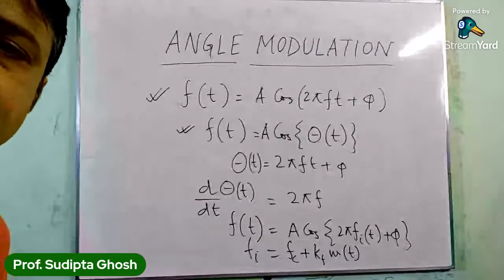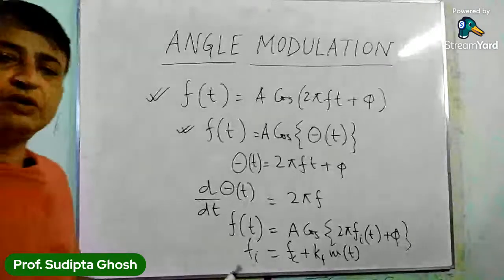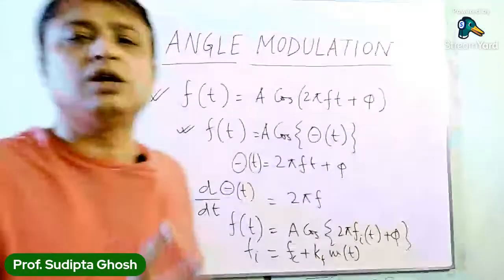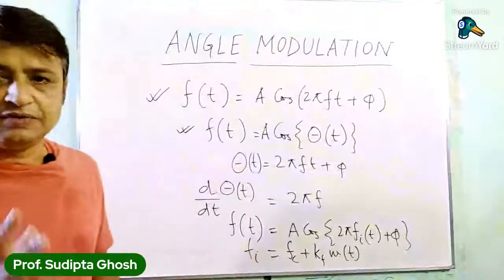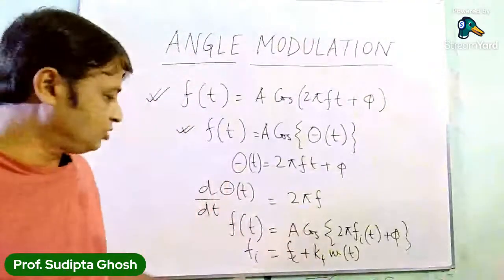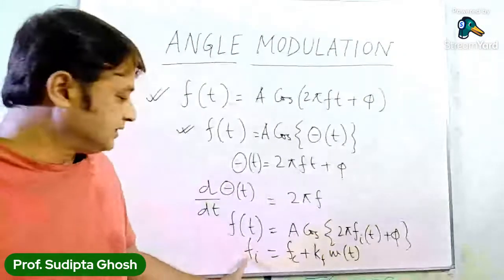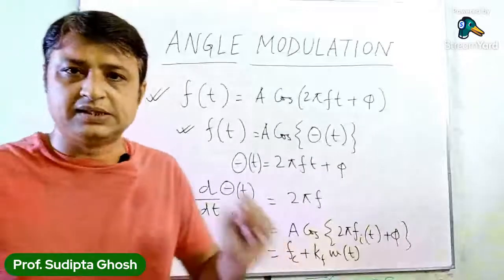Please repeat m(t). m(t) is nothing but the information signal. Devdutta, m(t) is the modulating or the information signal. We are representing the information signal as m(t), because we have said that in frequency modulation, the frequency of the carrier wave changes in accordance with the modulating signal. So that is the reason we have written the last equation, that is the instantaneous frequency.